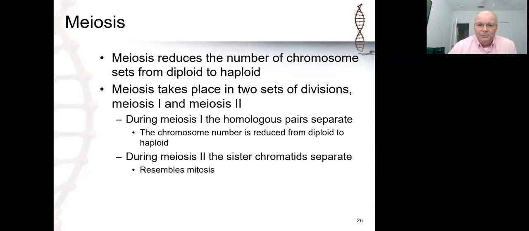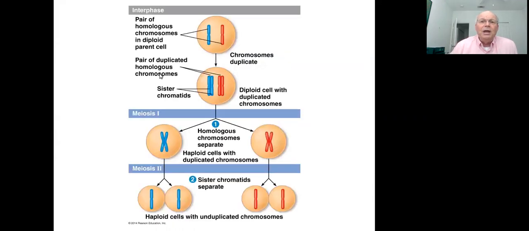Then in meiosis 2, we have to remember that all of these homologous chromosomes at the beginning consist of 2 sister chromatids. So in meiosis 2, we're all about separating the 2 sister chromatids. And not surprisingly, it looks a whole lot like mitosis as a consequence. So these are the 2 stages of meiosis. And so here you can see our artist's rendition of what goes on prior to cell division.